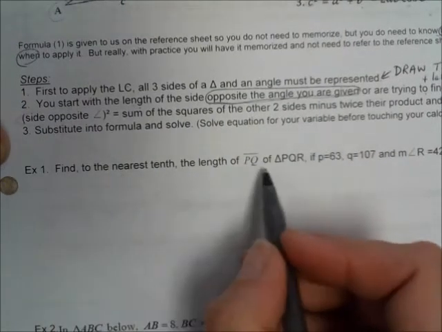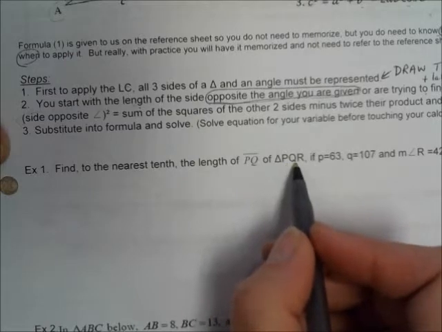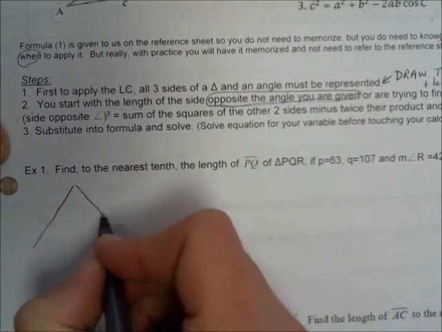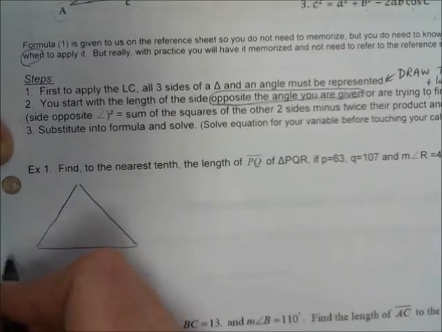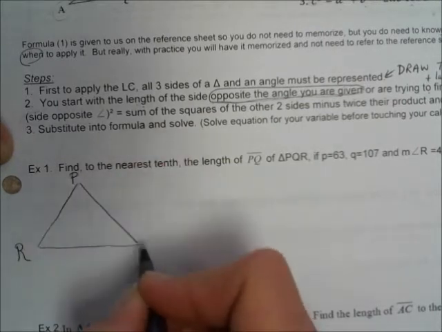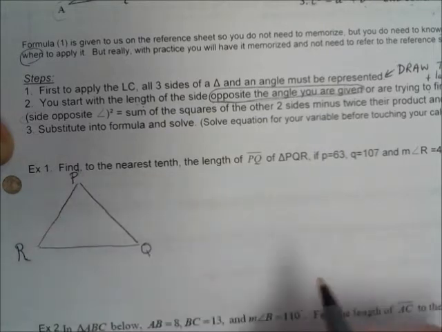So what we have here, in example 1, is a triangle called PQR. So the first thing we're going to do is draw that triangle PQR. And it doesn't matter where we put the P, the Q, the R. So I usually just start down here, P, Q, R. It doesn't really matter. This could have been the P, Q, R.